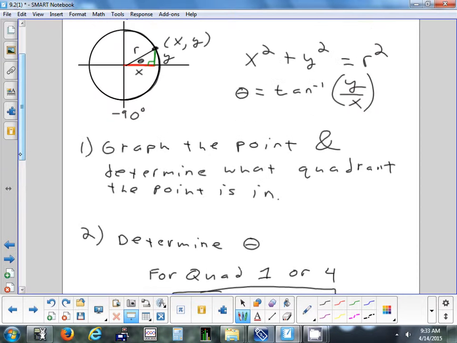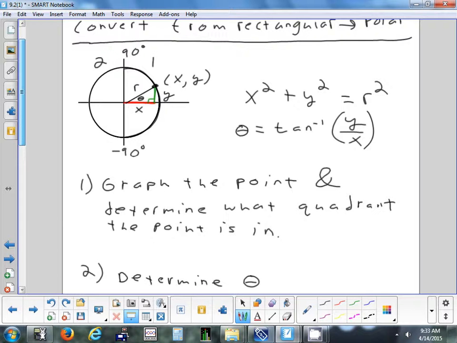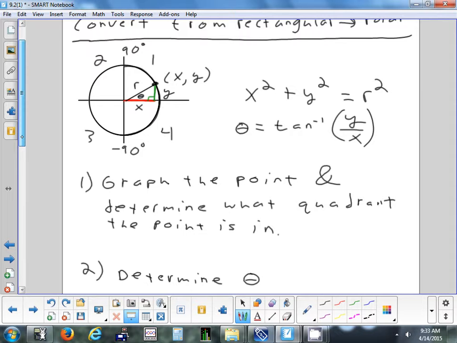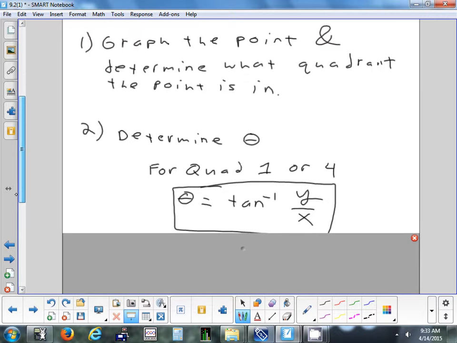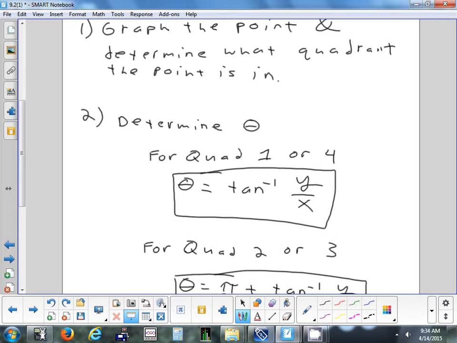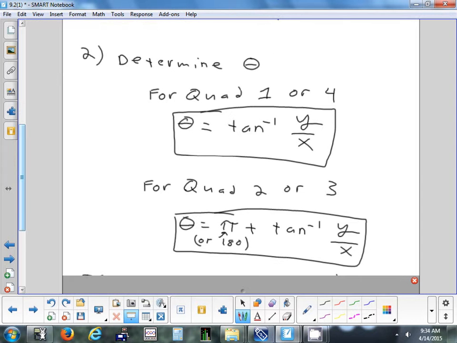But if you're trying to get an answer in quadrants 2 or 3, how would you know your answer is in quadrant 2 or 3? Well, in step 1, you're going to graph the point they want you to convert. Once you graph it, you'll know your quadrant. And just as a reminder, in case we forgot the quadrants, if you're in quadrants 2 or 3, basically the same formula, except you have to add pi on the front, or 180 if you're in degrees.